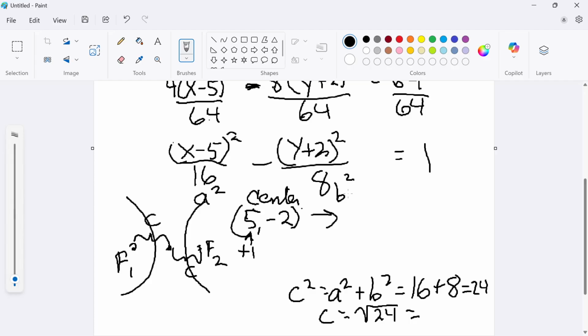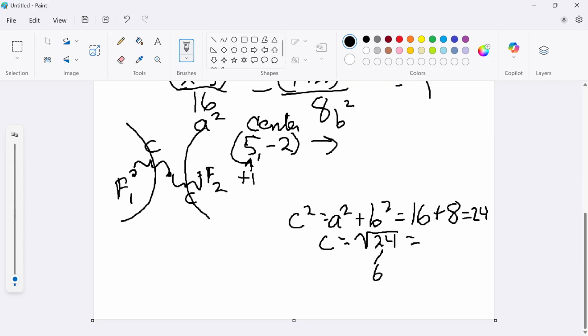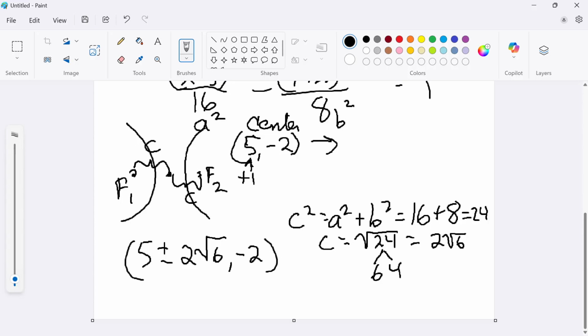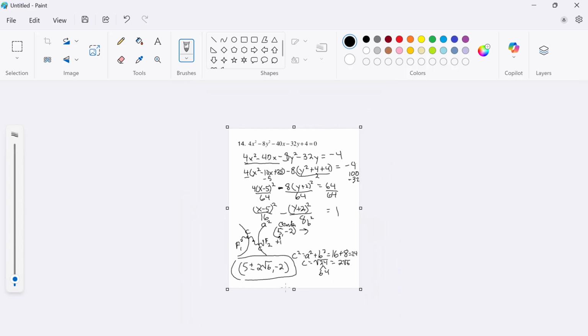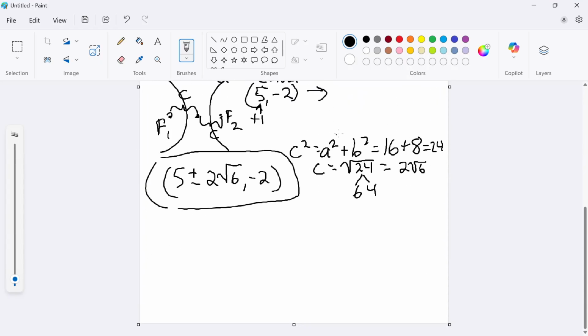24 is equal to 6 times 4. 4 is a perfect square. Square root of 4 is 2. Square root of 6. So the exact foci is 5 plus or minus 2 square root of 6, and then the y component is negative 2. That's the coordinates of the foci. 5 plus 2 square root of 6, 5 minus 2 square root of 6 is the x coordinate, and then negative 2 is the y in both cases. What is square root of 6?